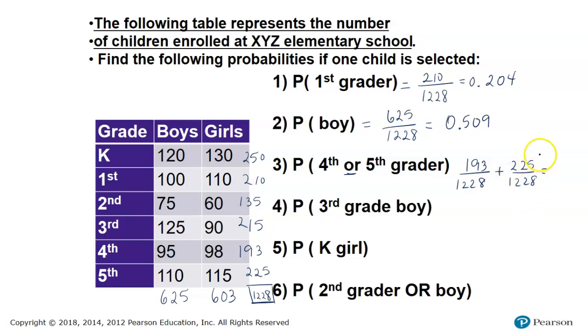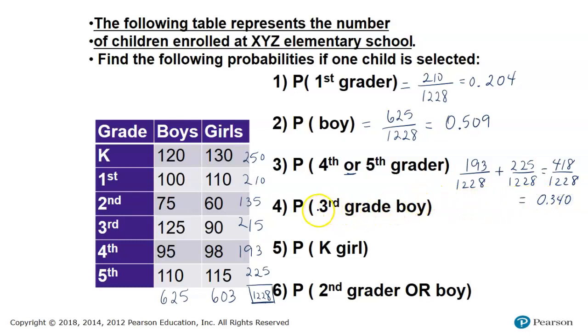And so from there, we're going to get our total. So our total is 418, and that's out of 1228. So if we give that as a decimal, our decimal for that one is going to be 0.340.